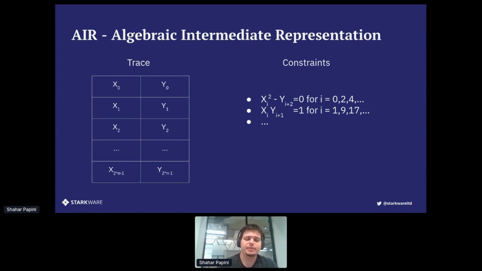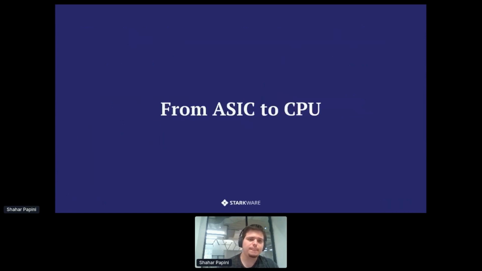If this was a bank transaction, then again, each cell would probably correspond to something in the statement, like the balance of the user, the amount in the transaction, and the constraints would be something relevant to the statement, like the new balance is the old balance plus the amount of the transaction, things like that.